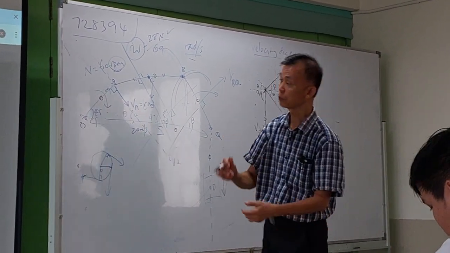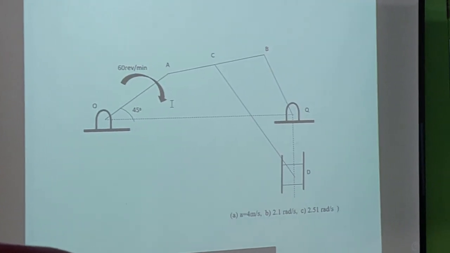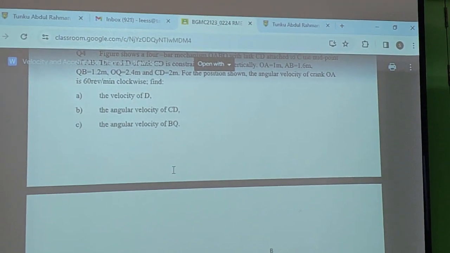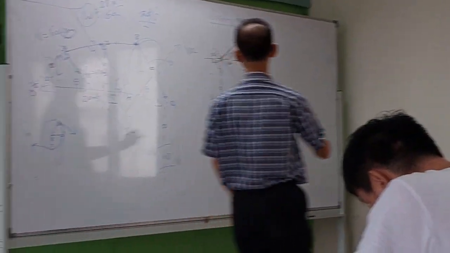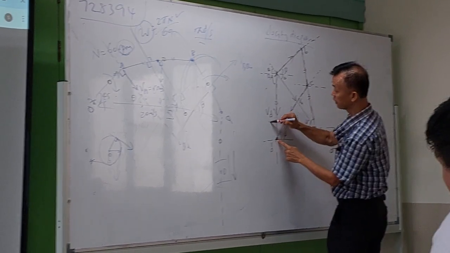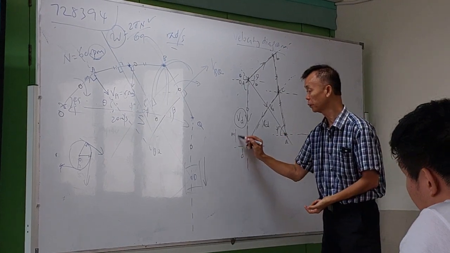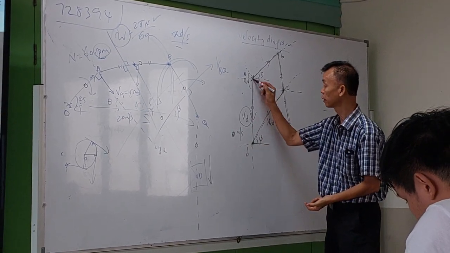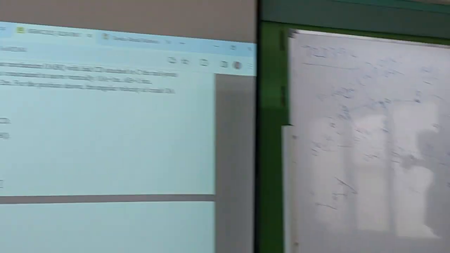The first one is to measure the velocity D. So for velocity D, you just measure here to here. The answer is something meter per second. Do the scale.